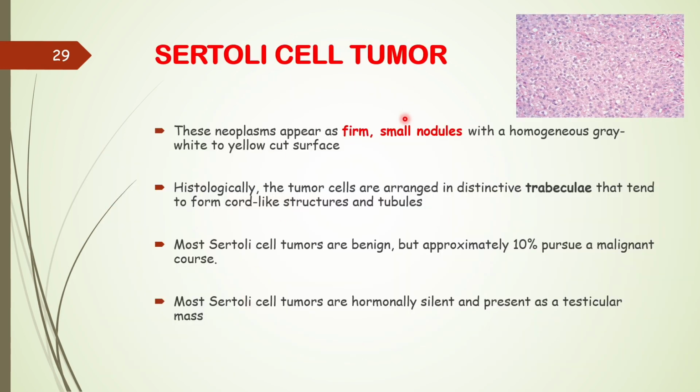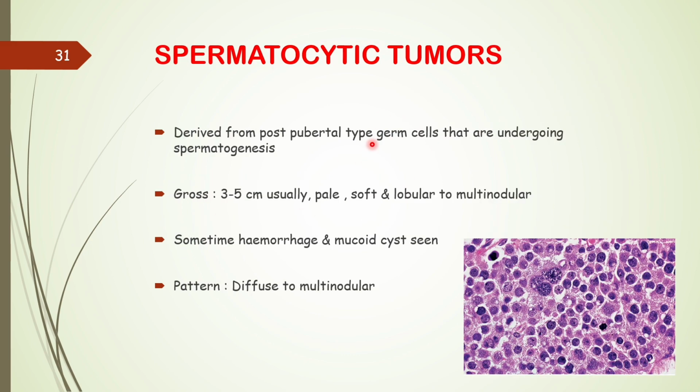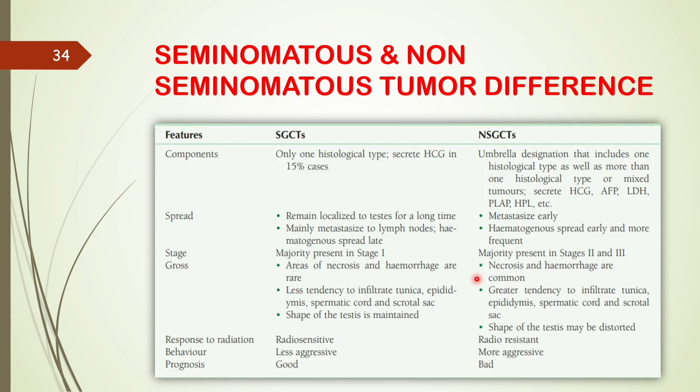Sertoli cell tumor presents as a small nodule, can show arrangement in the form of trabeculae, and they are usually benign. Leydig cell tumors are hormonally active. They secrete estrogen and androgen, so the patient can present with gynecomastia as well. Spermatocytic tumor shows a tripartite cell population: large, intermediate, and small size cells. Clinical features are a dragging sensation, painless enlargement of the testis due to tumor.